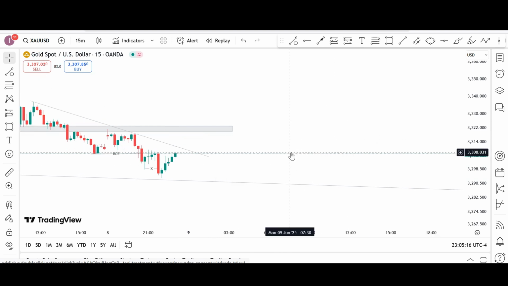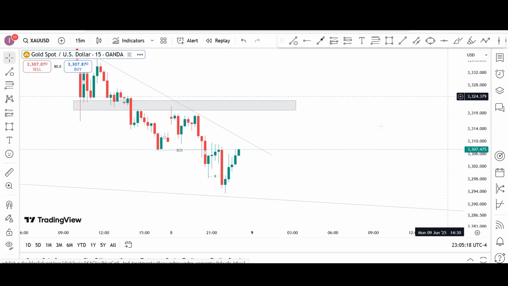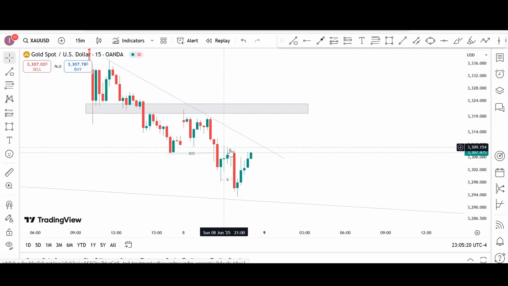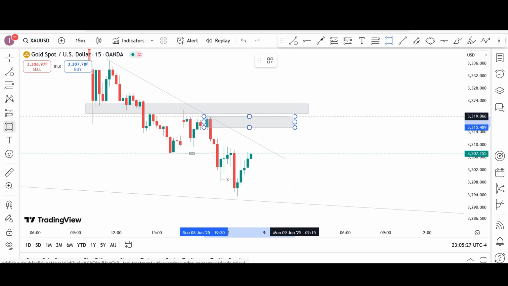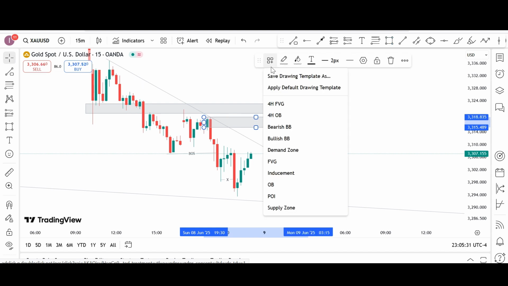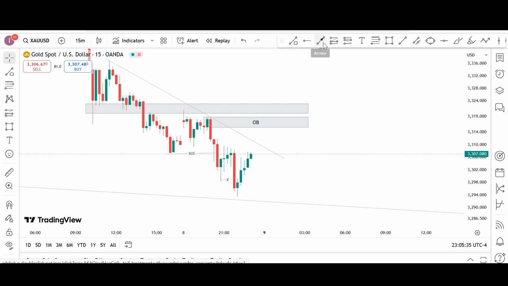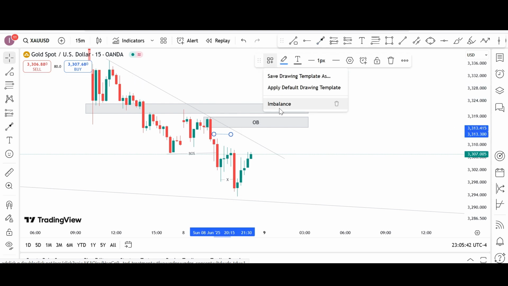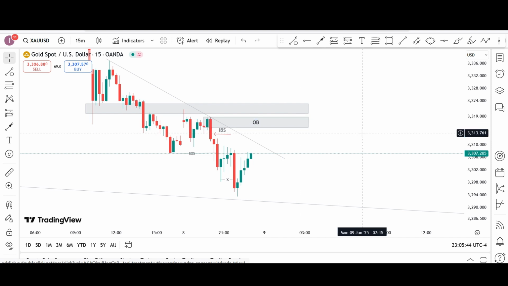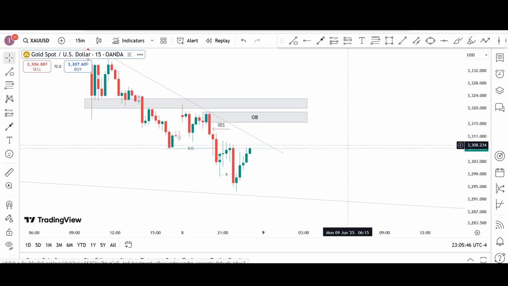So if we go to 5-minute time frame, we can see that price actually built up liquidity right here, and we have this order block with fair value gap below it. We have this order block, and we have this fair value gap. Actually, we have this fair value gap imbalance. That's good.